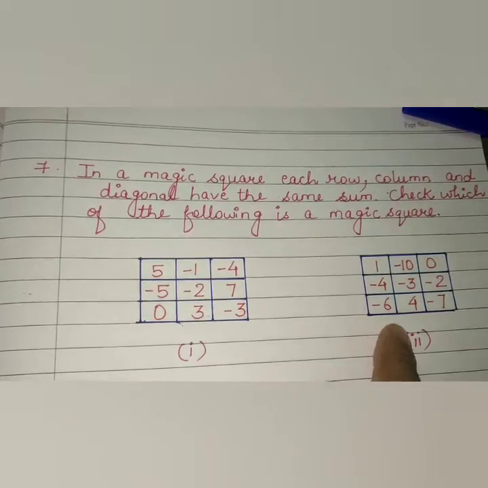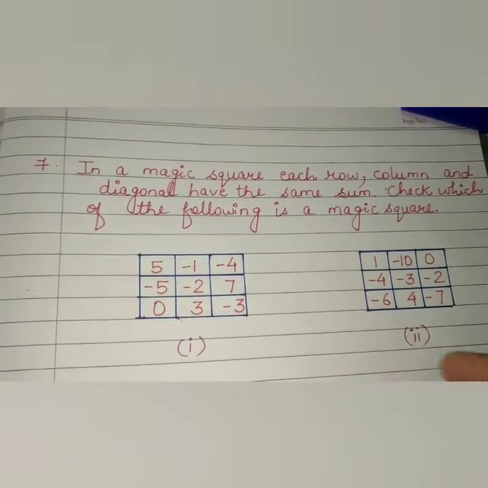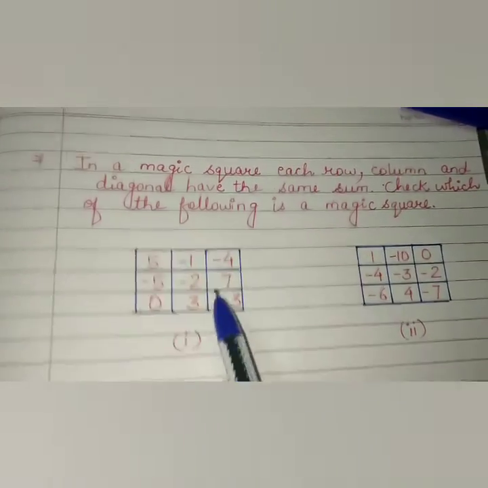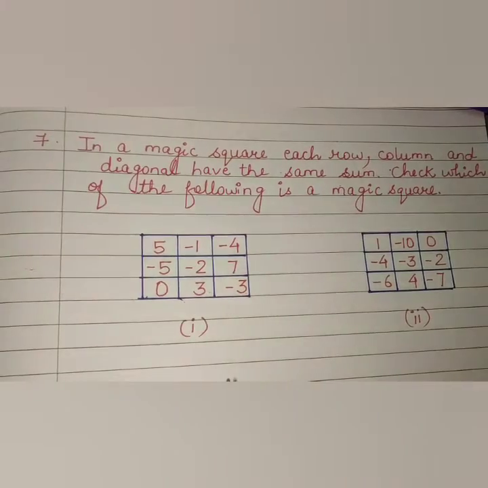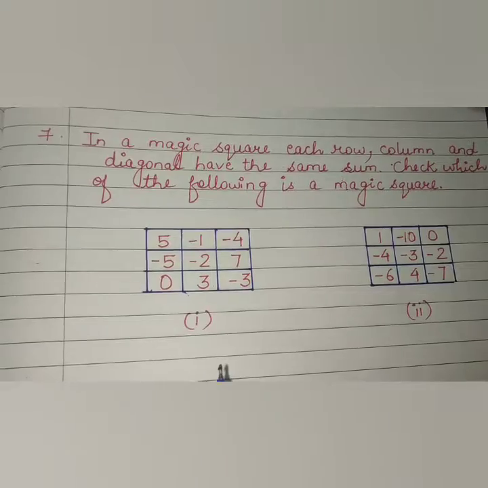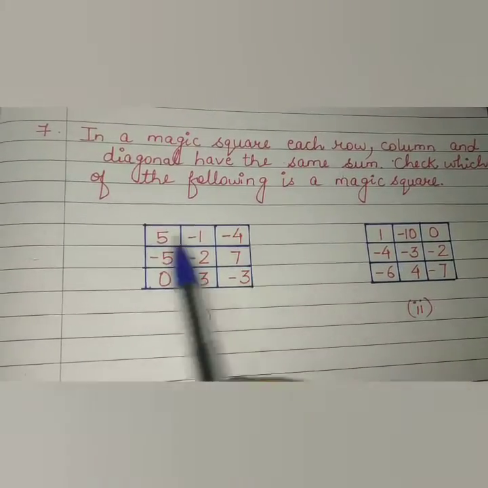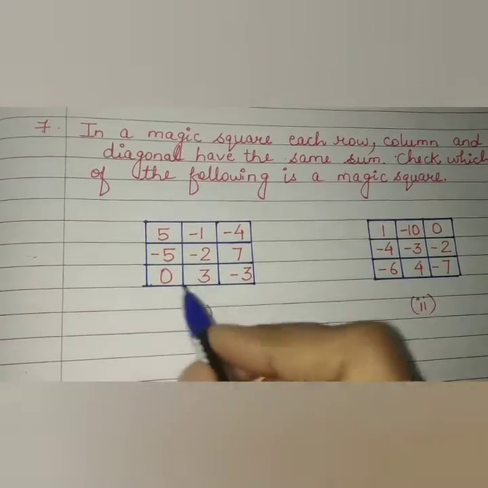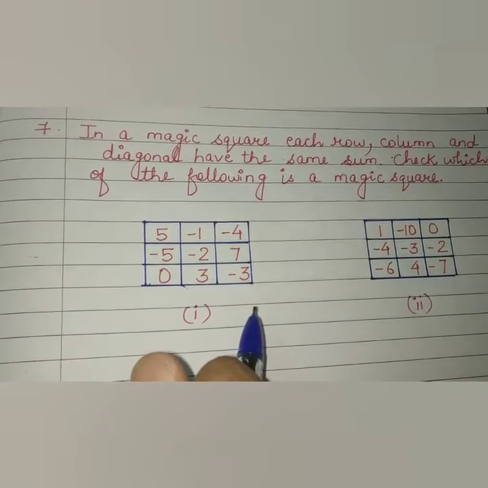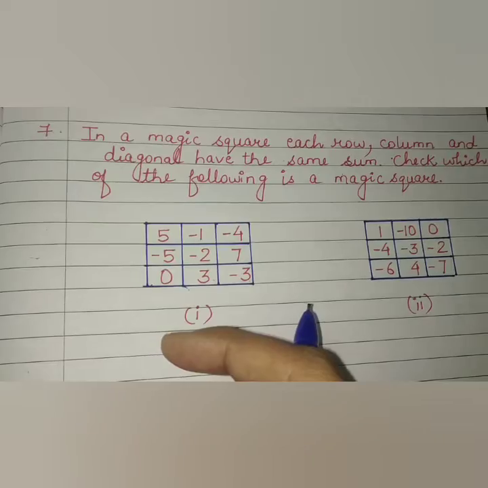Now firstly, what is a magic square? When all the row sums, all the column sums and all the diagonal sums have a common answer, the same answer. If all are having the same answer, then we can say that it is a magic square.